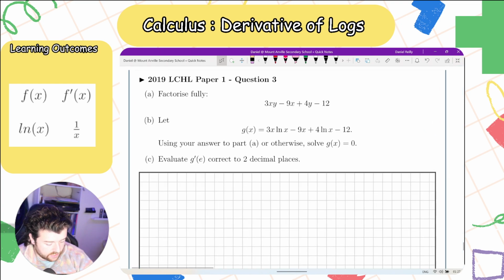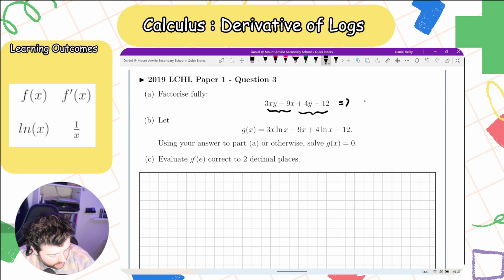Next one's from 2019. It asks us here to factorize this. Well, this is a grouping question, group 1, 2. So 3x in the front, so that's going to be y minus 3. And here, I'm going to put y minus 3. So my answer is going to be 3x plus 4, y minus 3.